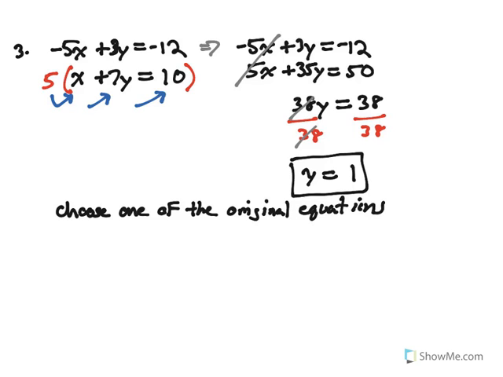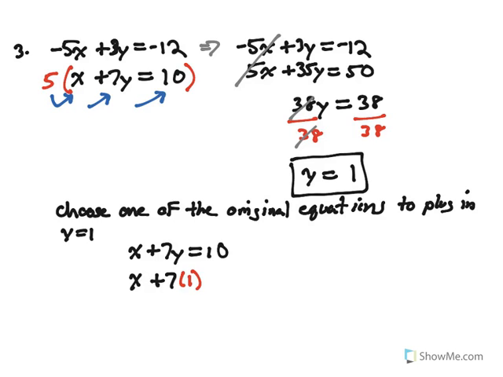To plug in y equals 1, or substitute y equals 1. Let's pick the second equation. It seems a little easier to work with, okay? So x plus 7y equals 10. And then I'm going to plug in 1 for y. And of course, that'll allow me to solve for x.